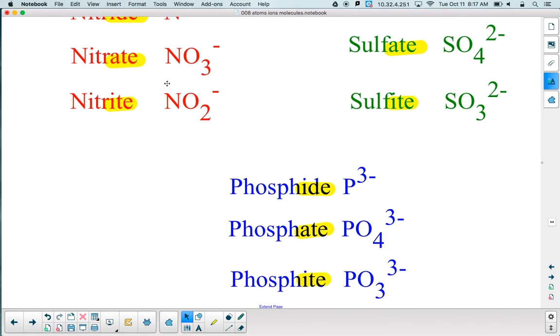And you will notice that the difference between an ate and an ite is always that the ite has one less oxygen. And going from nitrate to nitrite, we go from 3 oxygens to 2. From sulfate to sulfite, you go from 4 oxygens to 3. And from phosphate to phosphite, you also go from 4 oxygens to 3. When I learned my polyatomic ions, I memorized nitrate, sulfate, and phosphate, and then I just figure out the ites by taking 1 oxygen away from the associated ate. So it's a shortcut that makes it a little easier to learn these ions.